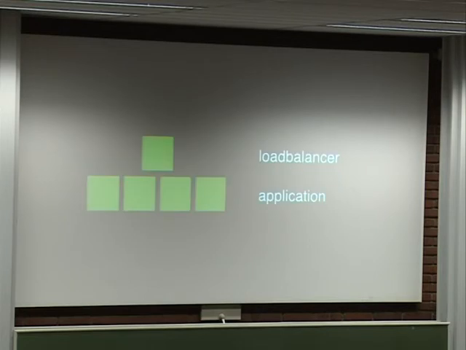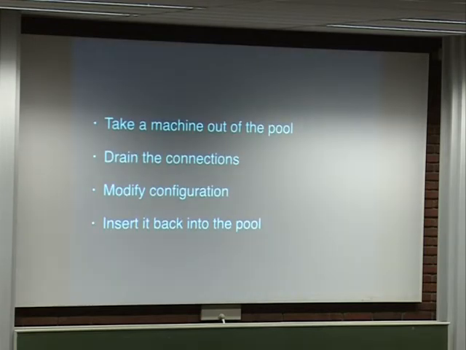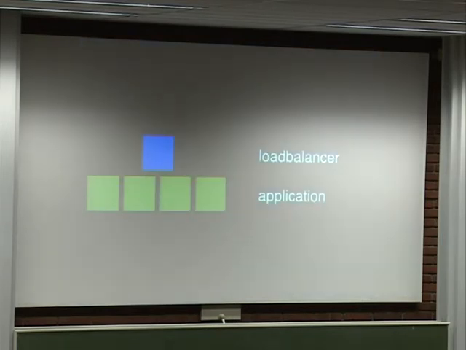So check this out. Here's part of that cluster. I have a load balancer. I have an application server pool, and my application is written in such a way that I need to do the following, right? I need to take a machine out of the pool, drain the connections, modify the configuration, and insert it back into the pool. So what I do is I change my configuration here, change my configuration here, then here, here, here, here, here, here. And I need to do this in a particular sequence in order to actually make this work, right?